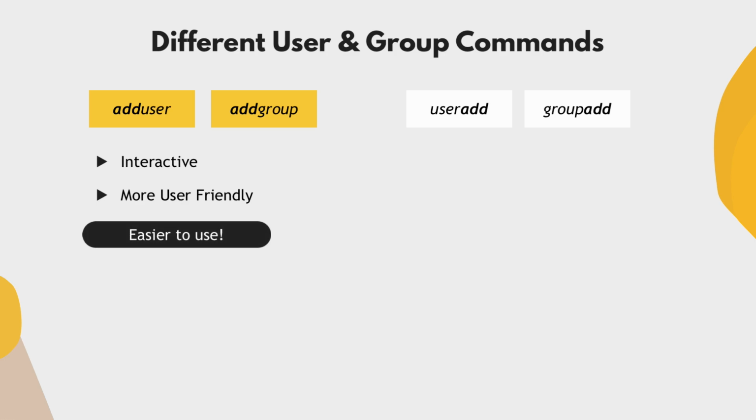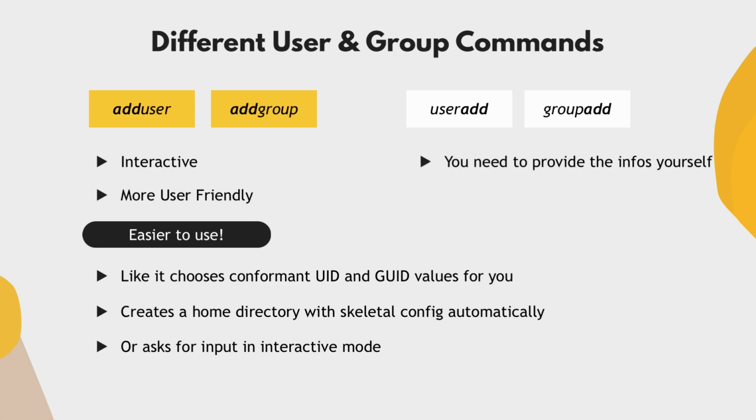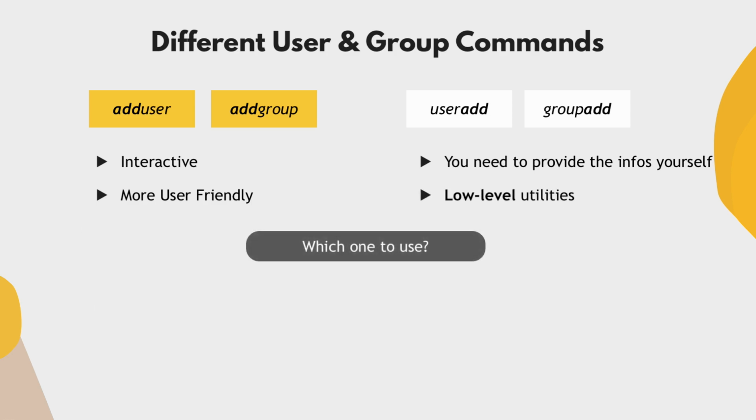It's easier to use, and all the info you need to create a user or a group, like ID or home directory, etc., gets set automatically. Or it asks you for an input in interactive mode, like with a password. Whereas for useradd and groupadd, you need to provide all the needed information as parameters, since these are more low-level commands. So which one should you use?